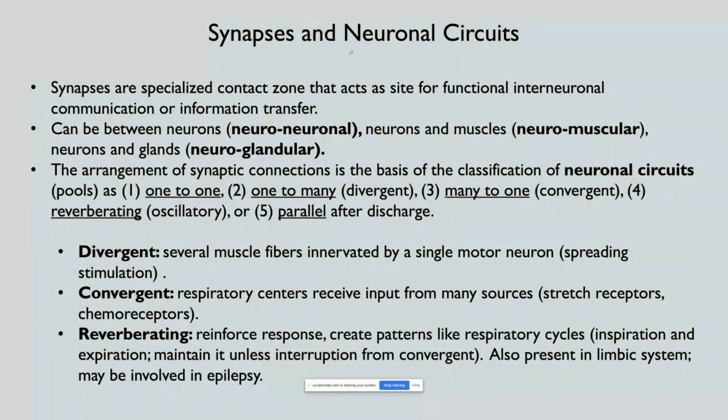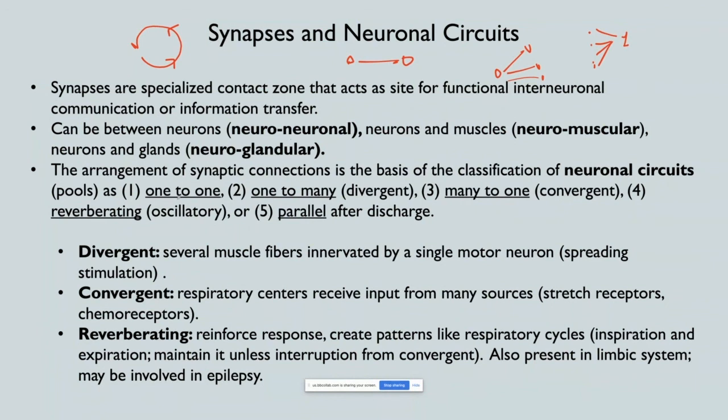One-to-one, one-to-many, many-to-one. And there are also reverberating or oscillatory circuits. It's like something that reverberates, forming like a circle, and parallel after-discharge. That we're going to see, that's better understood with the diagram.